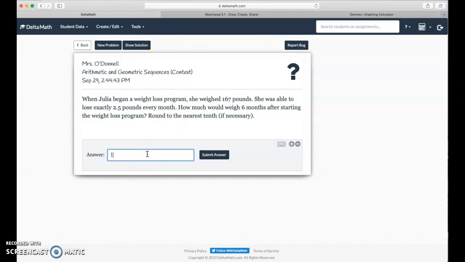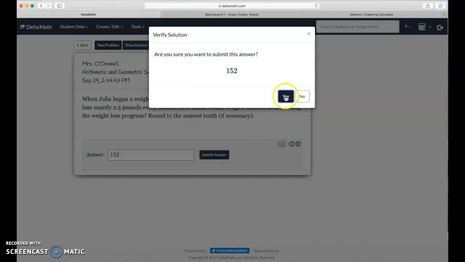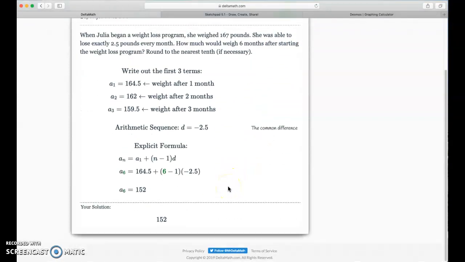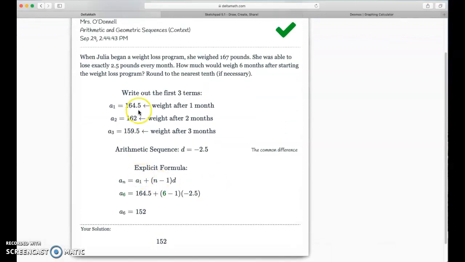So let's type it in and see. 152. We'll submit our answer, and we got it. Oh, it looks like they just skipped the month 0 altogether. So they said the first term was 164.5. Okay, so you could do it either way. Both will get you the right answer, as long as you're consistent throughout your formula. All right. And that's it for arithmetic and geometric sequences in context of a problem.